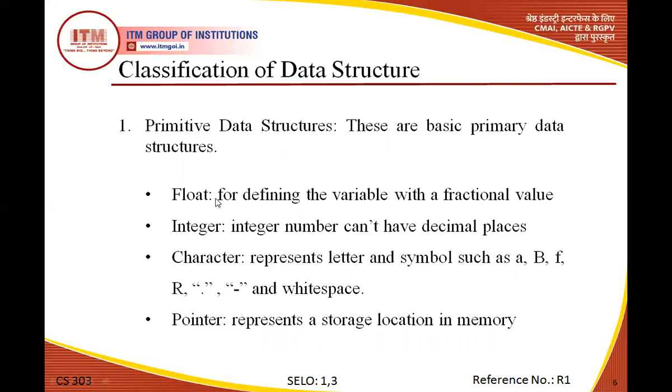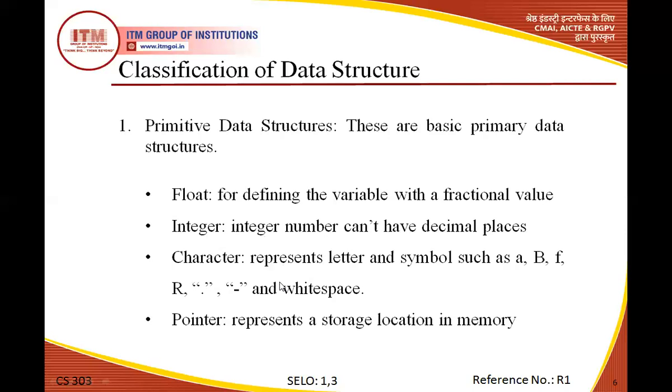So these are primary data structures like float, where we use decimal fractional parts also, like a equal to 3.5. So this is also a float type. Integer, where we can't have decimal places; we are not using decimal places in the integer type of data. Character, we can store a symbol or characters like b, f, r, and dot, comma, dash, white space also. So all these are characters.